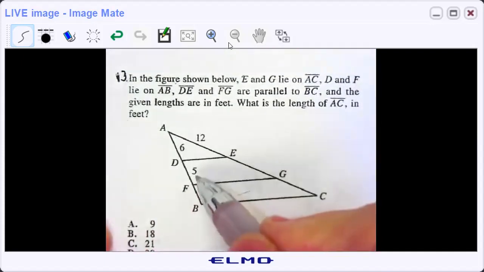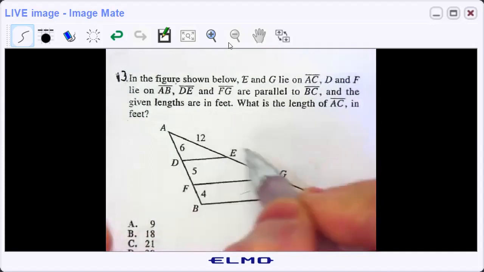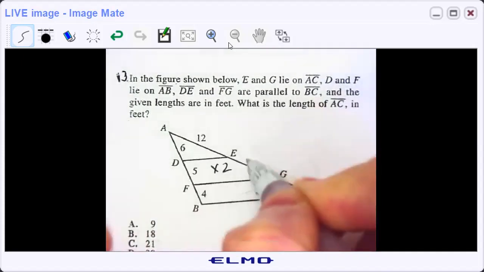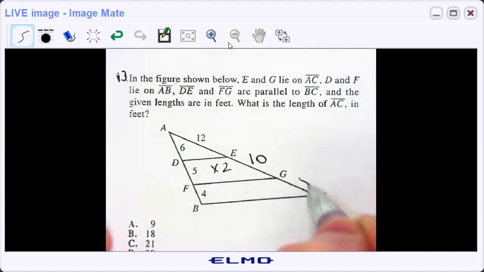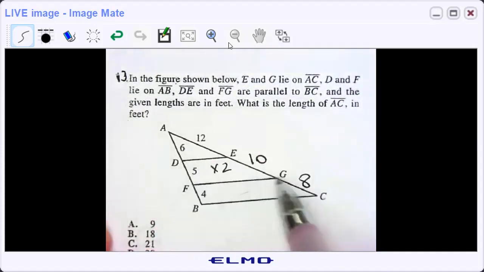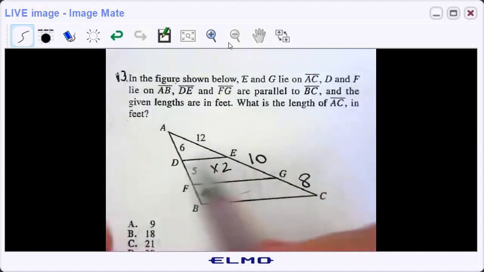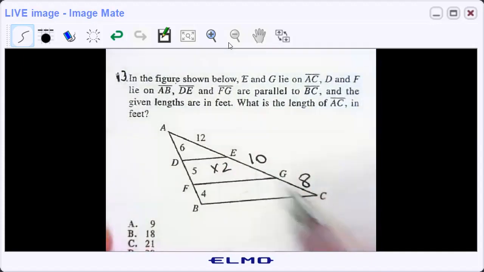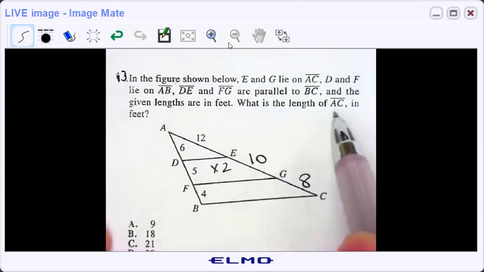So you might want to guess that you can just do 5 times 2 is 10, which you can, and 4 times 2 is 8. And if you notice that these lines are parallel now, that's what makes these triangles similar. You've got a small triangle, a medium triangle, and a large triangle. And they're asking you for the length of AC.